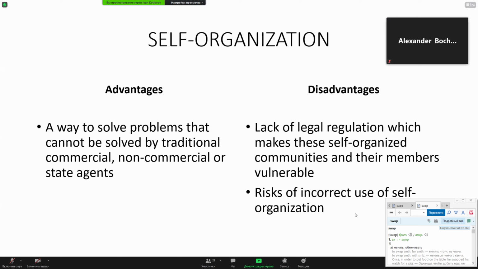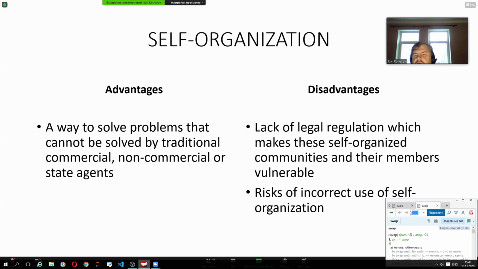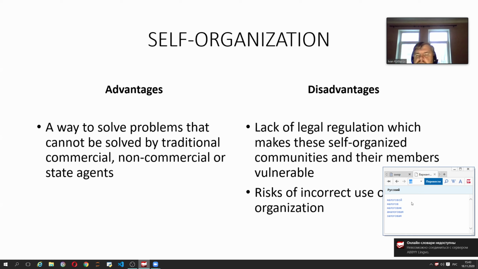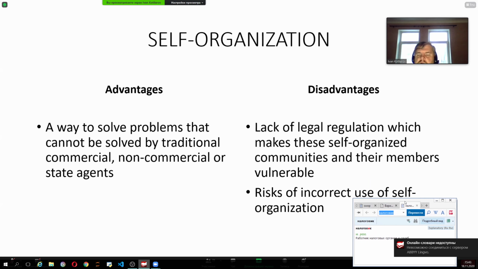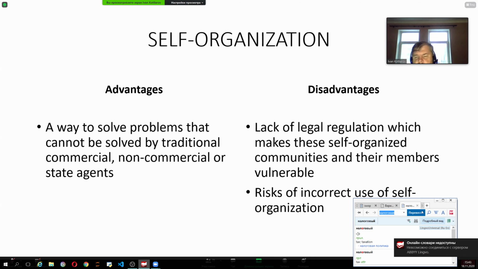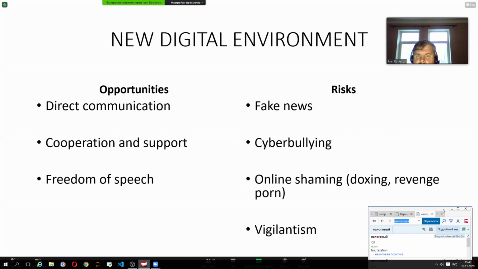Ladies and gentlemen, there is one important thing which I will discuss a little bit later. Just remember this point: risks of incorrect use of self-organization. What does it mean? People are organizing themselves in order to reach incorrect goals, unethical goals, bad goals, or maybe good goals, but with bad tools. Now let's discuss this issue.